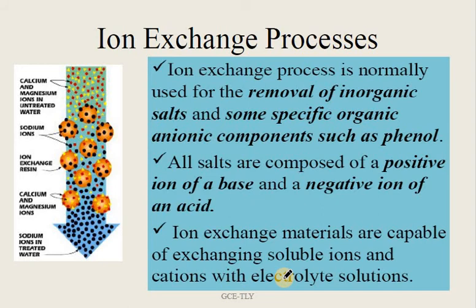So next comes the ion exchange process. This you all know, so I am not going to explain it deeper. This ion exchange process is normally used for removing inorganic salts and some specific organic ionic compounds such as phenol. All the salts are composed of the positive ion of a base and the negative ion of an acid. Ion exchange materials are capable of exchanging the soluble anions and cations with the electrolyte solutions.